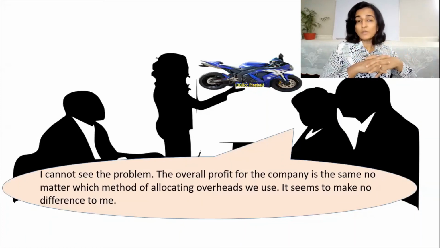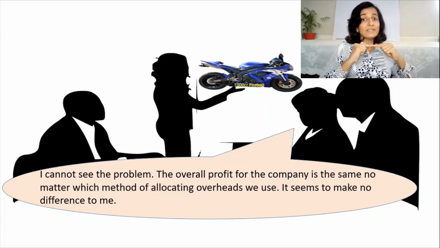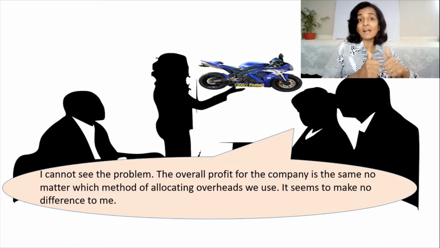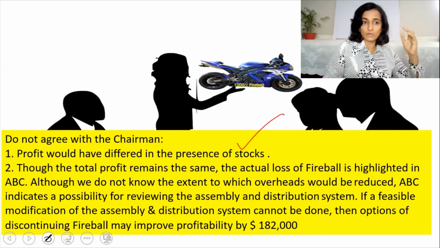And one more thing to be noted is, it is only because of the absence of stocks that the profit under absorption costing and ABC remains the same. In the presence of stocks, a portion of the fixed overheads will be absorbed by the stocks. So it will be carried forward to the next year and that will impact the current year profits. So since the overheads are different between the two methods, the profit will also be different in the presence of stocks. So our comment should be, do not agree with the chairman. Profit would have differed in the presence of stocks.